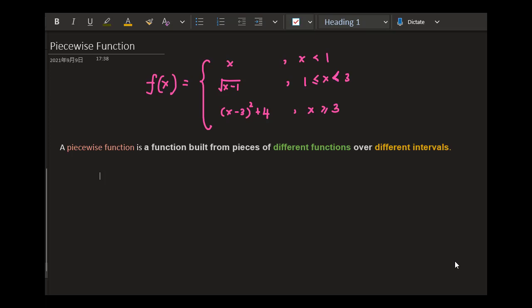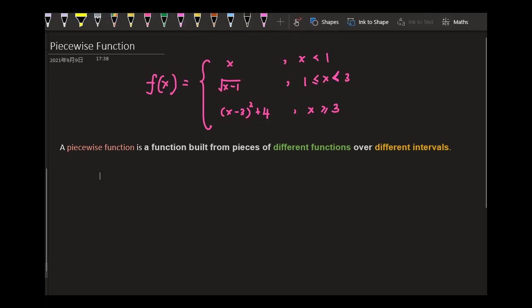Okay, let us look at this example. We have 3 different intervals here, and from the 3 intervals we have 3 different functions as well. So we have to recall the parent graph. As we know, for a linear function with positive x, the graph should be like this, going up.